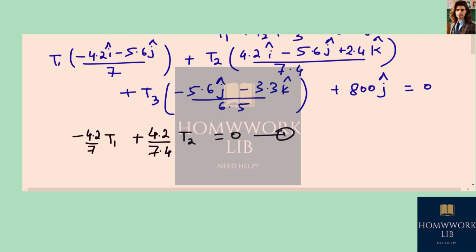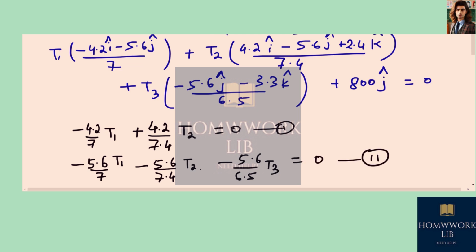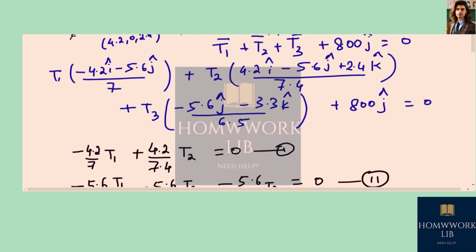Similarly, we separate the j components here. So minus 5.6 T1 over 7, and from here the j component we separate, so minus 5.6 by 7.4 times T2 j cap, and here minus 5.6 by 6.5 T3 along j cap. We will not mention j cap because we are going to equate it to 0 anyway. That's equation 2.